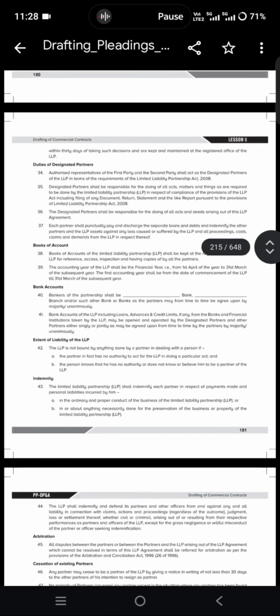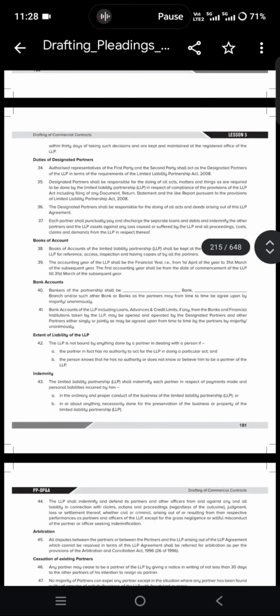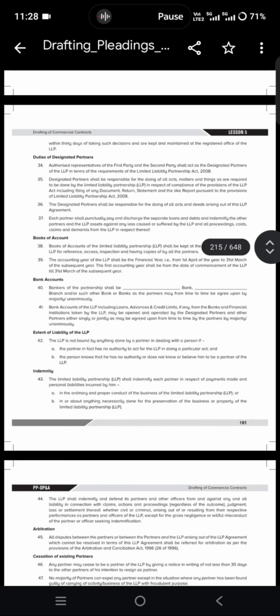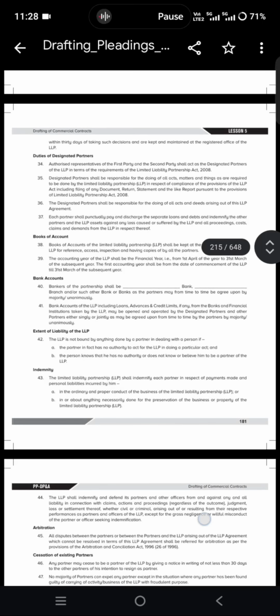And first schedule of the LLP Act not to apply. Provisions of the first schedule will not apply to the LLP, as the LLP is governed by the terms of the LLP agreement. So we'll follow our own LLP agreement. We don't need any first schedule or second schedule and all. And remuneration and interest to the partners.